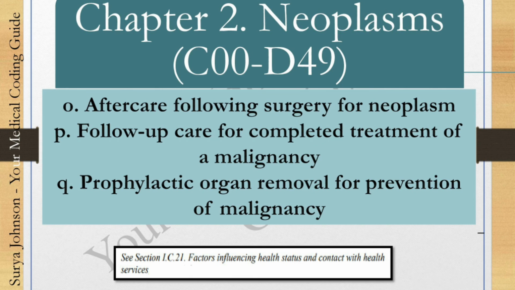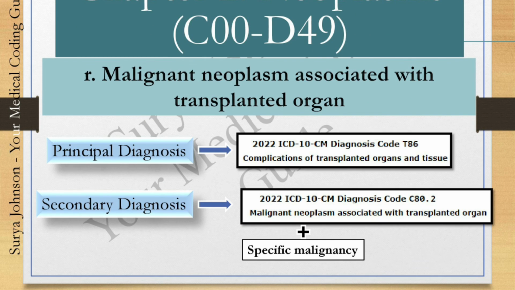The next one here is R, malignant neoplasm associated with transplanted organ. For example, the patient has a transplanted organ and there is a malignant neoplasm that has metastasized or has occurred in the transplanted organ. In this scenario, the principal diagnosis will be T86, complications of transplanted organs and tissue. The secondary diagnosis will be C80.2, malignant neoplasm associated with transplanted organ. Then you will code the specific malignancy.